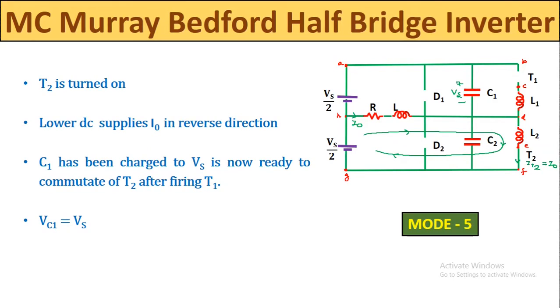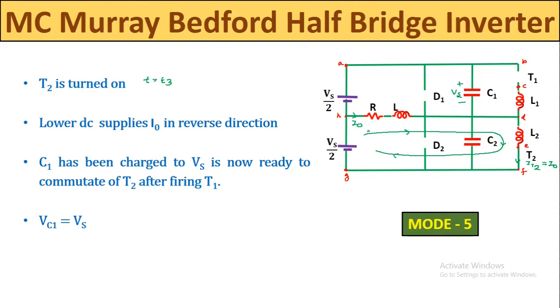As we have discussed in the mode 4 operation, as soon as this D2 diode goes into the off condition, this T2 thyristor will go into the forward bias condition by this lower voltage source Vs by 2. Now in the mode 5 operation, this T2 thyristor at time t is equal to T3 will be given trigger pulse and starts conducting the current. So as soon as it starts conducting the current, IT2 will be equal to I0 here, because here D2 is open circuit and no current is flowing through the C2 capacitor.